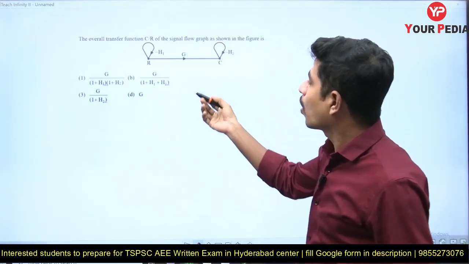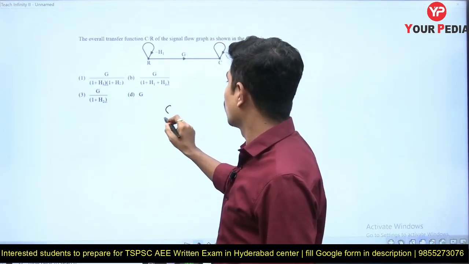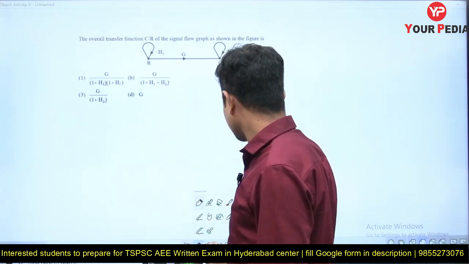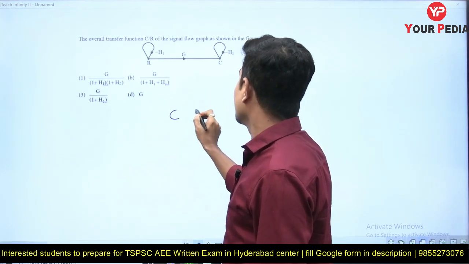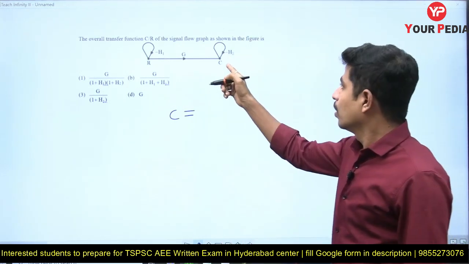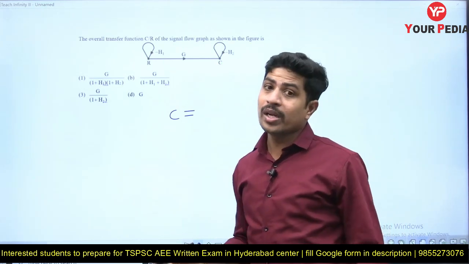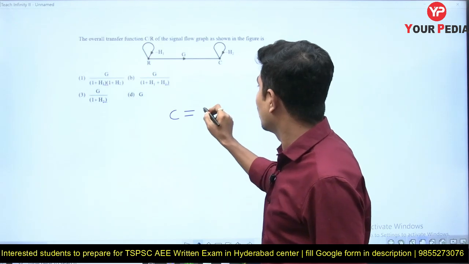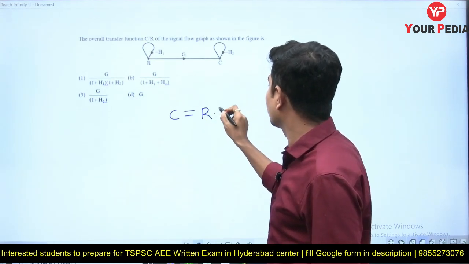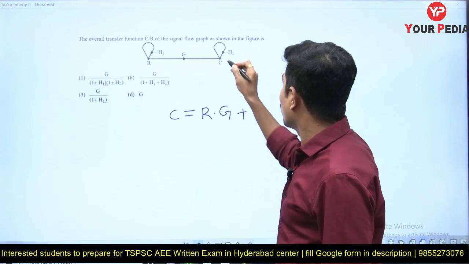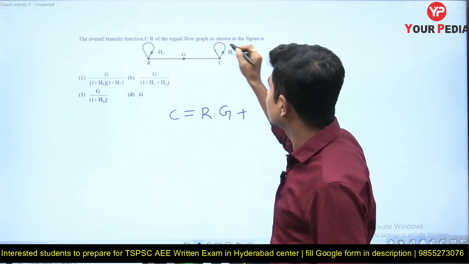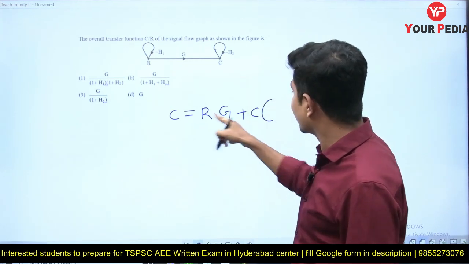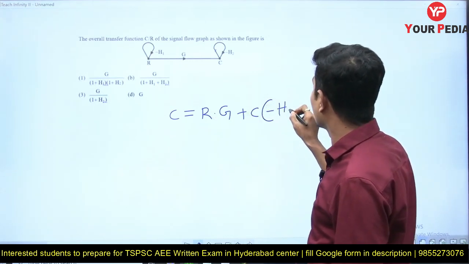Now let's write that. He's asking about overall transfer function C by R. Overall transfer function is C by R. So write the equation. The value of a node is affected by only its incoming branches. It is unaffected by outgoing branches. So based on that, C is equal to R, with R node incoming with a gain of G, and C node is incoming to itself. Self loop it is. So C into C node is incoming to C with a gain of minus H2.